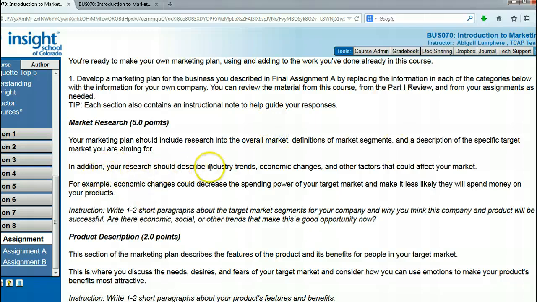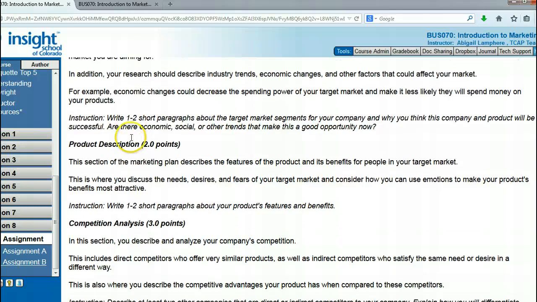In addition to your research, describe industry trends, economic changes, and other factors that could affect your market. What's going on out there today that could play a part in your market or the area where you're producing this product? That first part is market research.